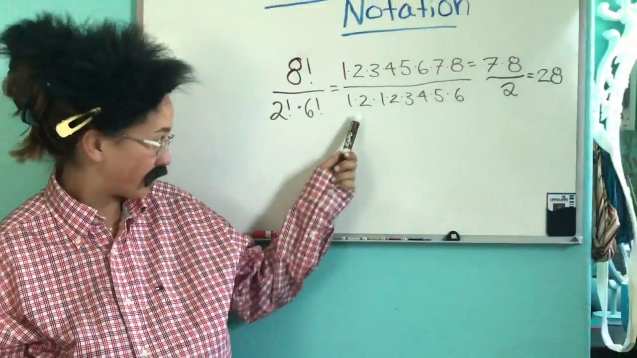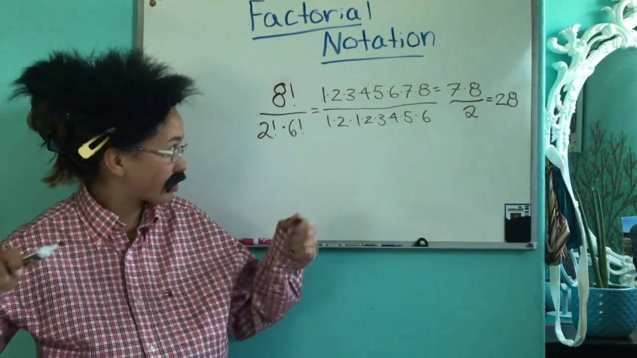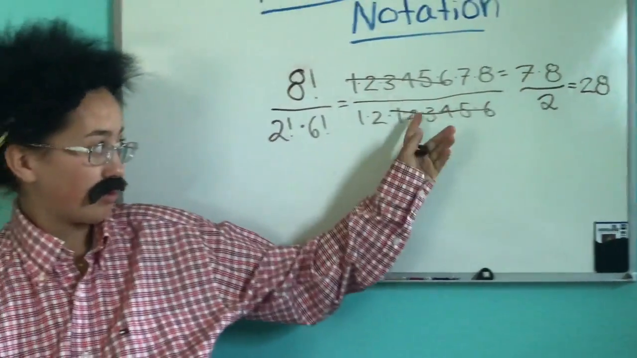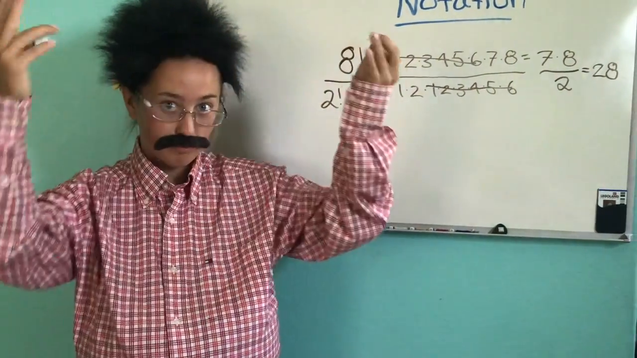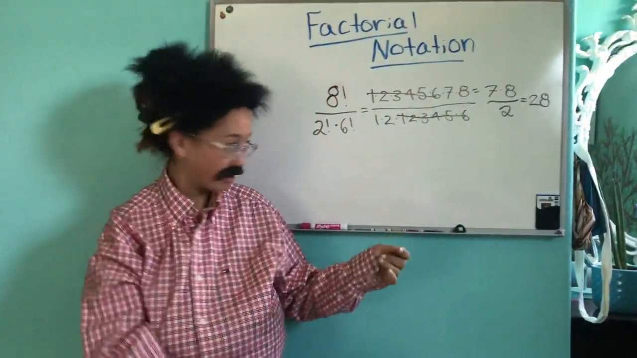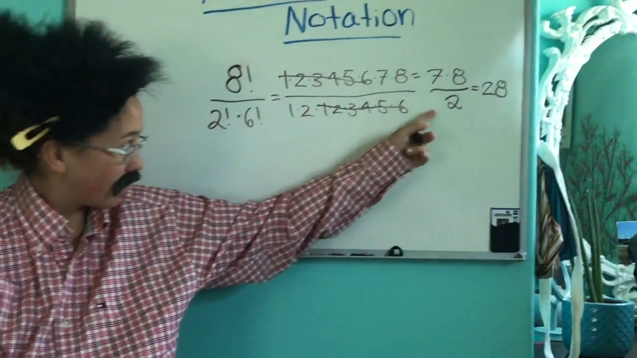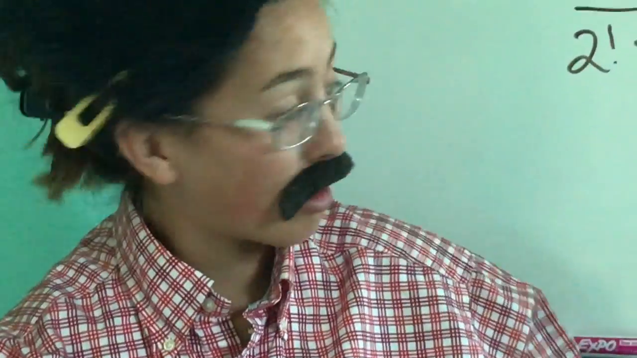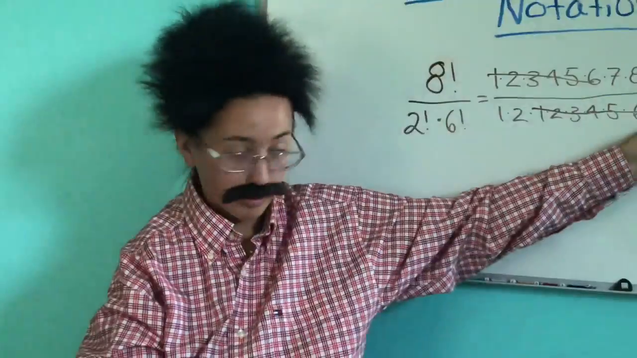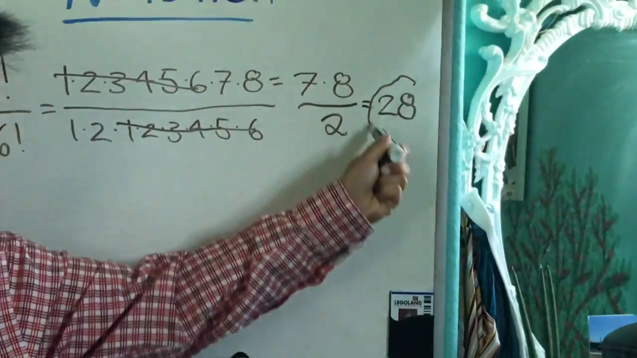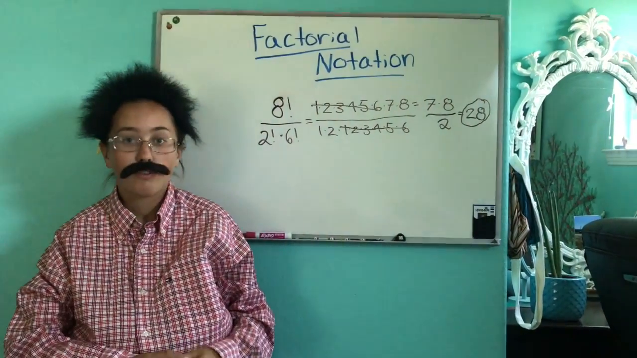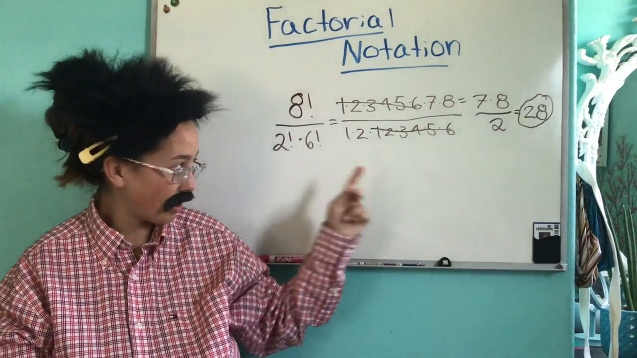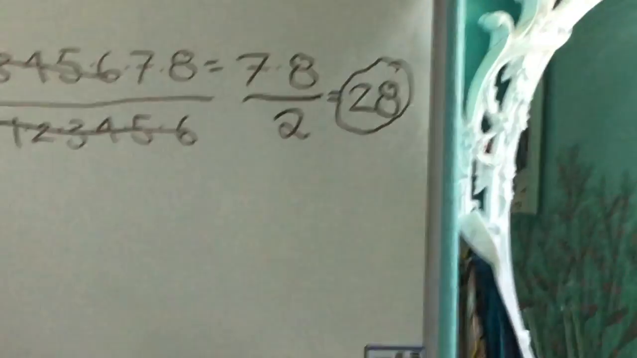But you see, these are the same, 1 through 6, 1 through 6. Because they're divided, you can cancel them out. Boom! Cancel out. Okay, now you have 1 times 2 is 2. Then 7 times 8 is 56. And then 56 divided by 2 is 28, which we have right there. So if they ask you to evaluate this factorial notation, the answer is 28.